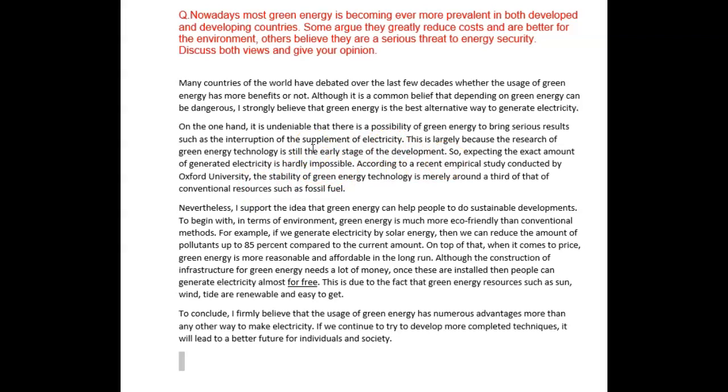What does that mean? "Expecting the exact amount of generated electricity is hardly impossible." You're saying that it's not impossible to expect the exact amount. So you mean something else here, but I don't know what you mean. So this is an incoherent sentence.